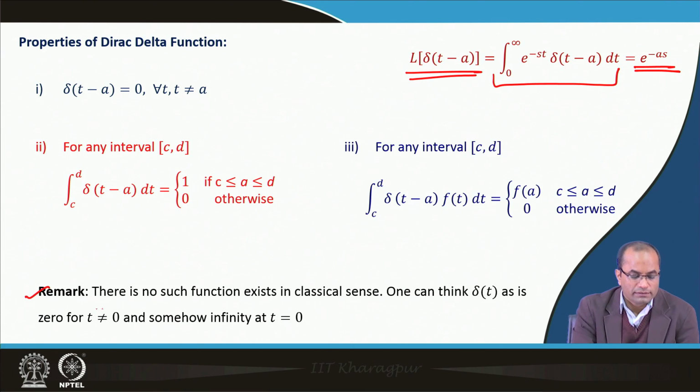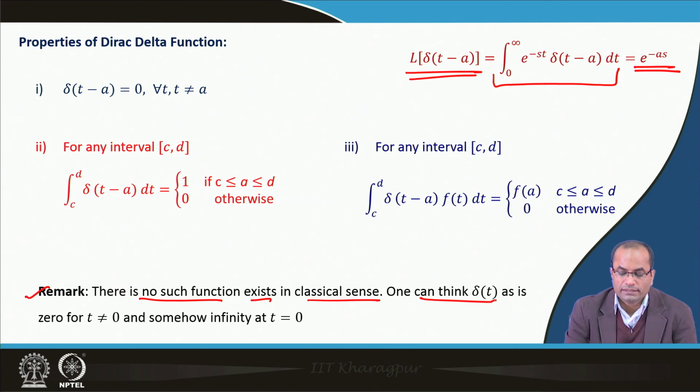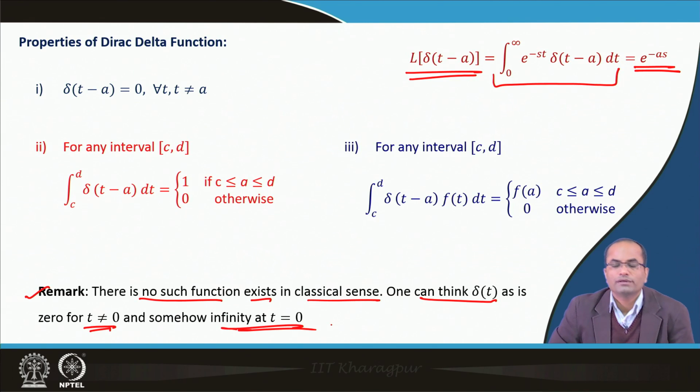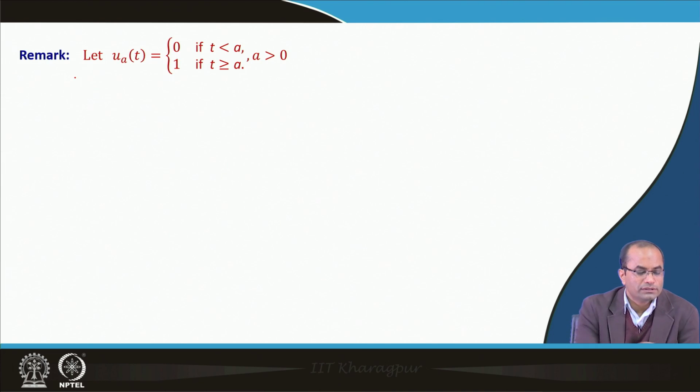Just a short remark: there is no such function in the classical sense. One can think of this delta(t) just as 0 when t is not equal to 0, and somehow infinity when t equals 0. Okay, so, just another remark.